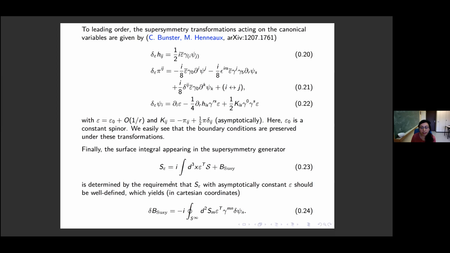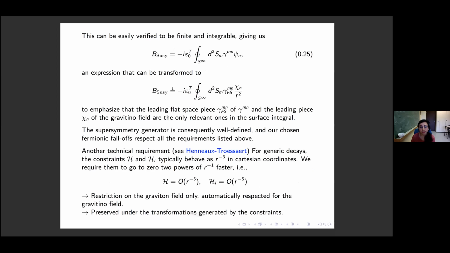Now, finally, the surface integral appearing in the supersymmetry generator can be calculated to this. And then you see that under these requirements, the surface integral is finite and integrable. Finite because this is order 1, psi goes as 1 by r squared, and the volume element is r squared. And integrable because the leading order of epsilon is constant, so it comes out of the integral. And so this is the expression of B Susy that you get.